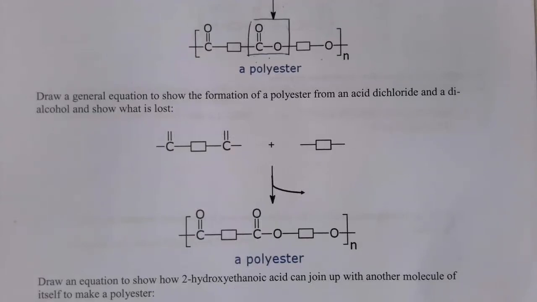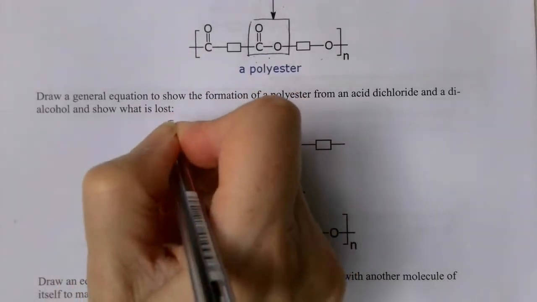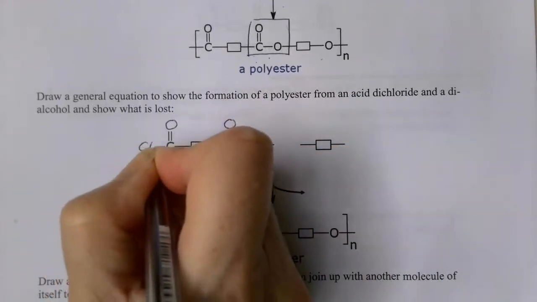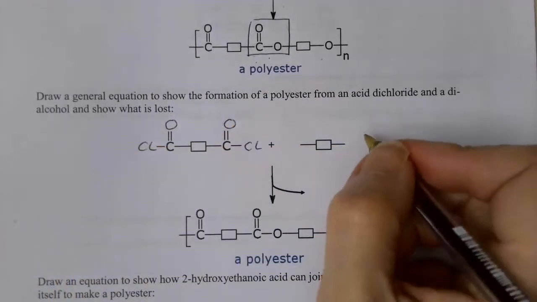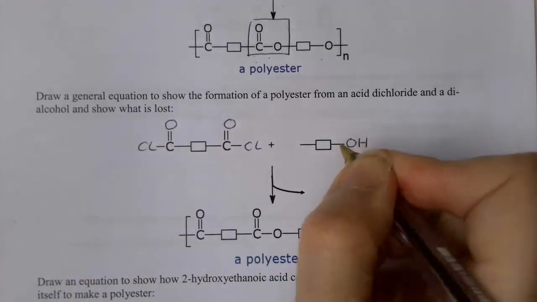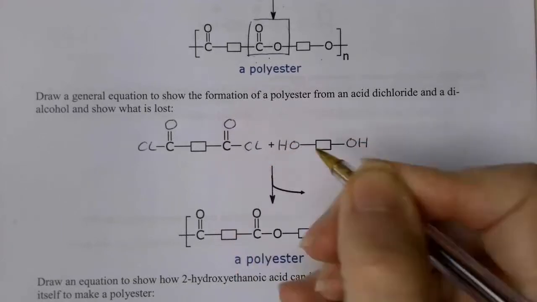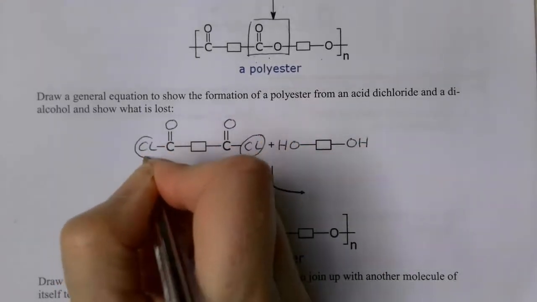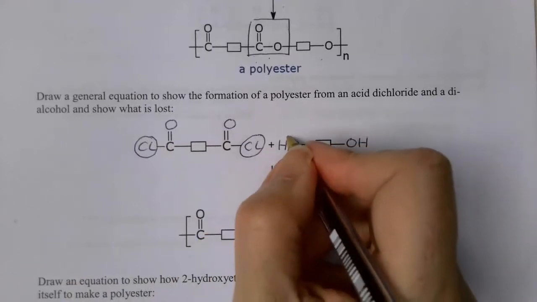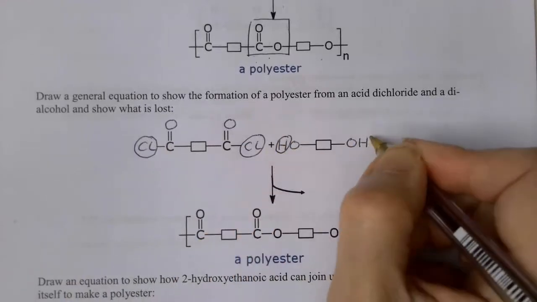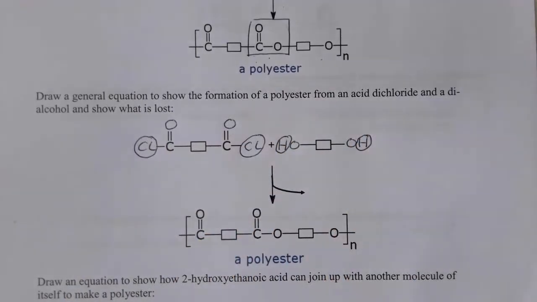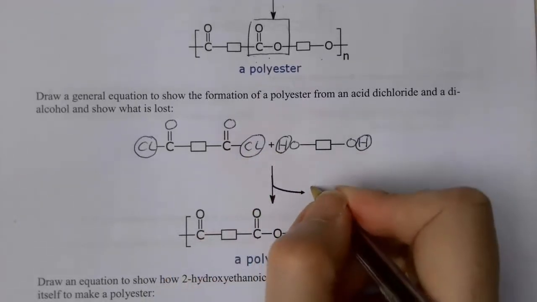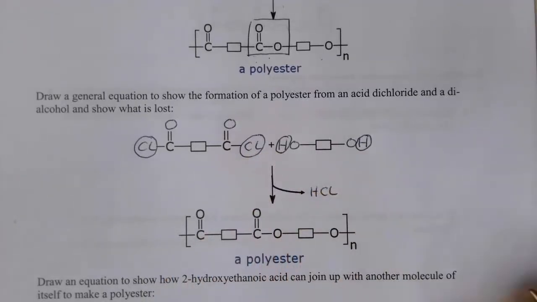The other way we can make a polyester is using a diacid chloride. So I've got a diacid chloride, and again I'm just going to use a dialcohol. And in this case I'm going to lose the chloro from my diacid chloride, and again I'm going to lose just the hydrogen from the alcohol group. This time, instead of making a molecule of water, I'm going to make a molecule of HCl.